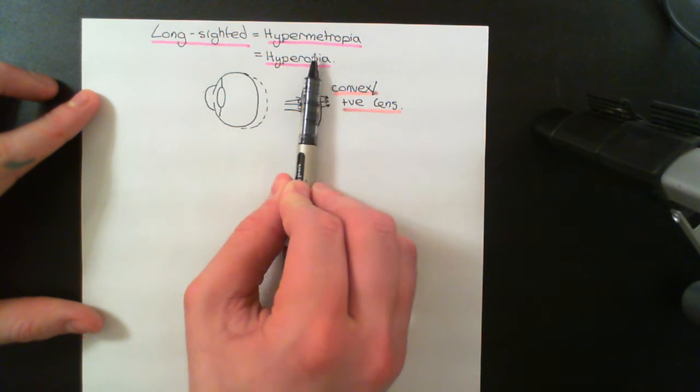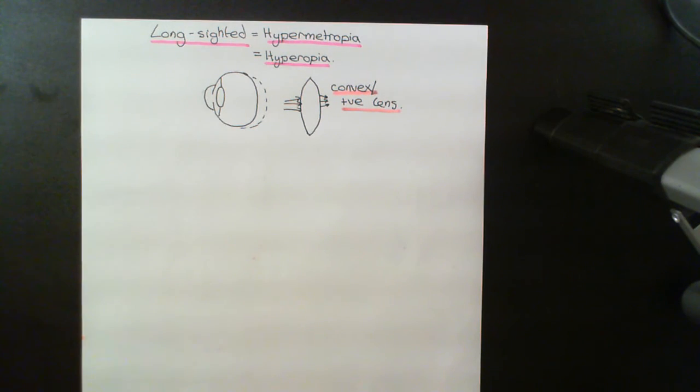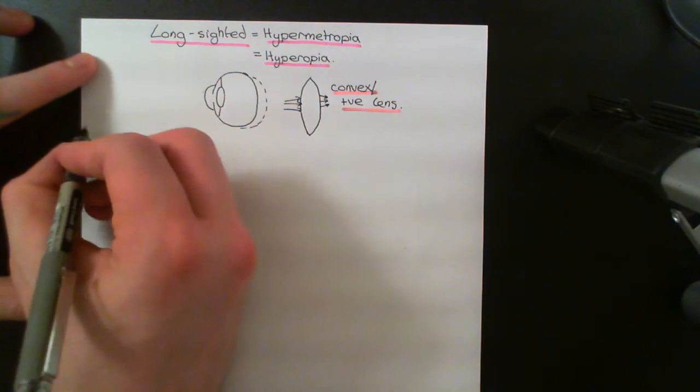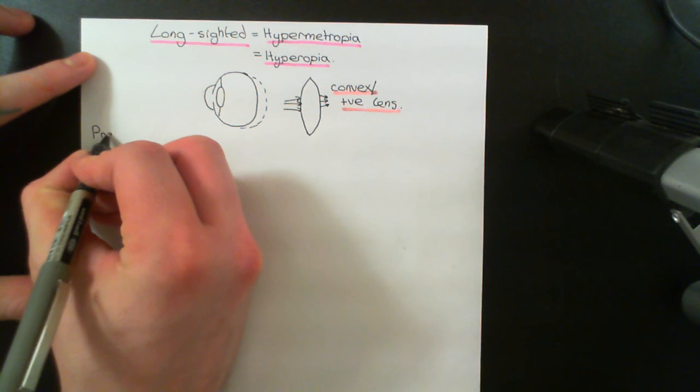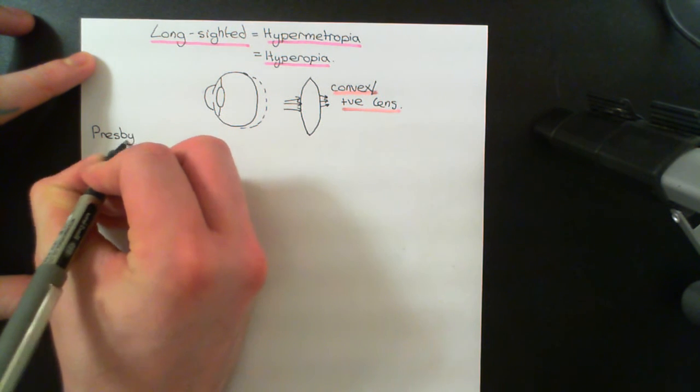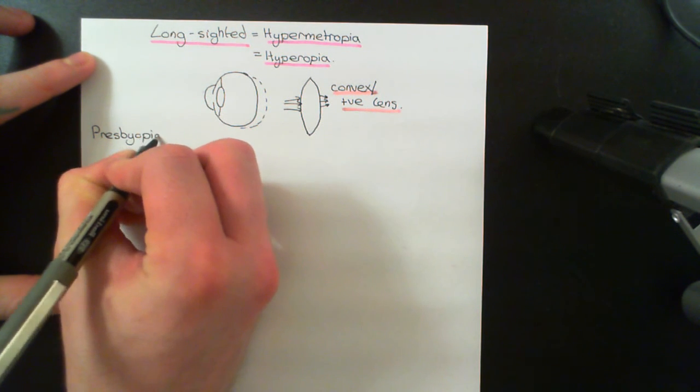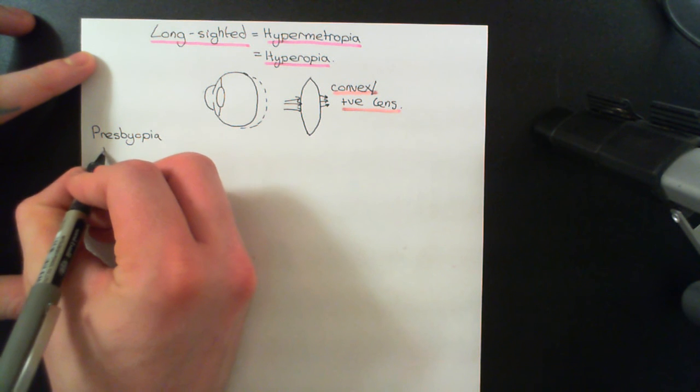So we need to add this additional lens in to add more refractive power there. So that's why we put in this convex lens, and that's how you treat people who are long-sighted. Right, and then the final thing that I want to mention is presbyopia, and I've already mentioned this somewhat. So presbyopia. So firstly, what does this word mean?